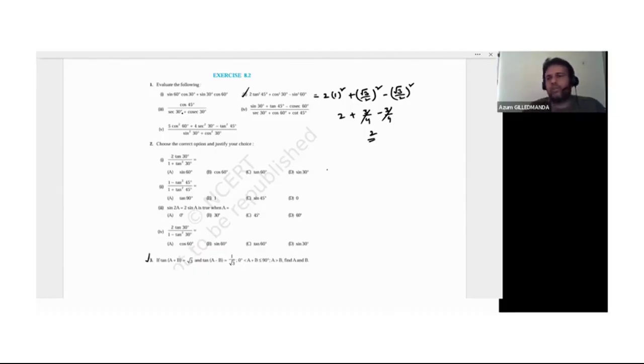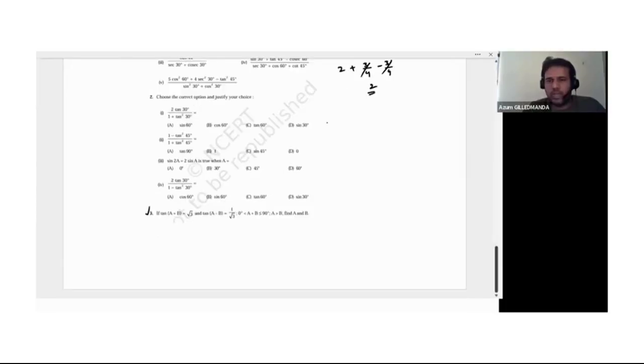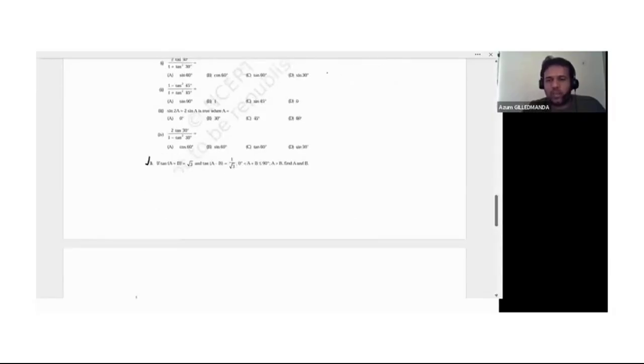Let me do this third one, right? Third one is a little tricky. So let's see. So here, if tan A plus B, so far we learned what is sin A, cos A, tan A, right? But here A plus B is given. So we don't know what is tan A plus B. So we need to think about how to solve this. Tan A plus B is root 3 and tan A minus B is 1 by root 3.